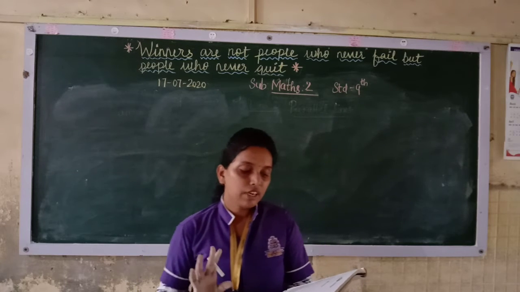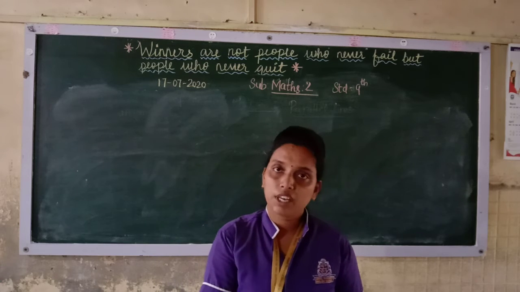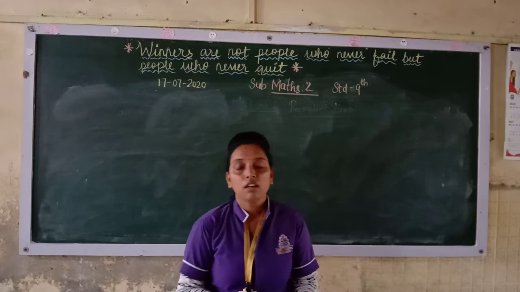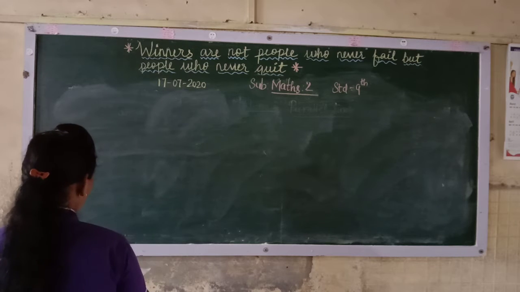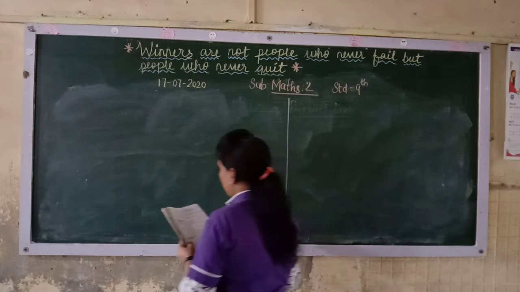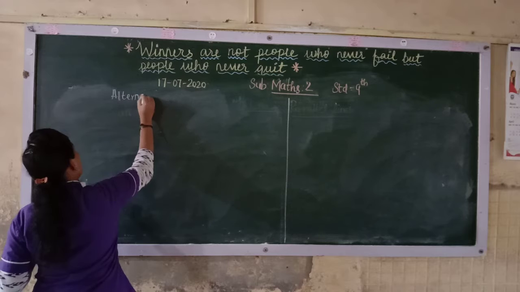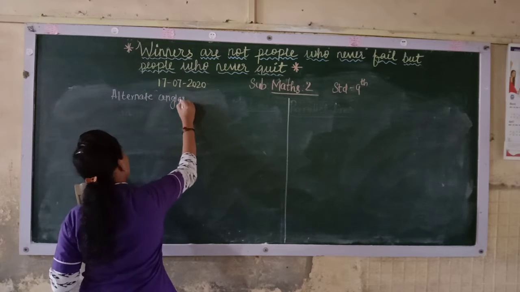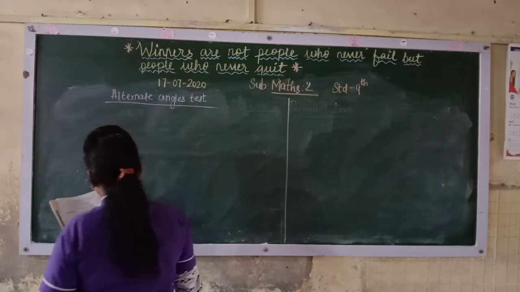If one pair of alternate angles is congruent, then the lines are parallel. If one pair of corresponding angles is congruent, the lines are parallel. So these are tests for parallel lines. In this, we will see two theorems on the alternate angles test. So this is the alternate angles test.